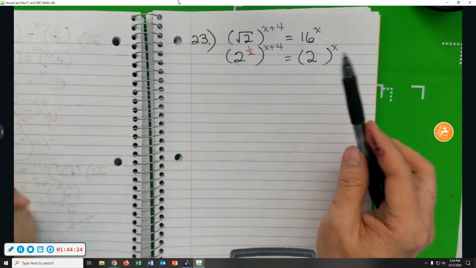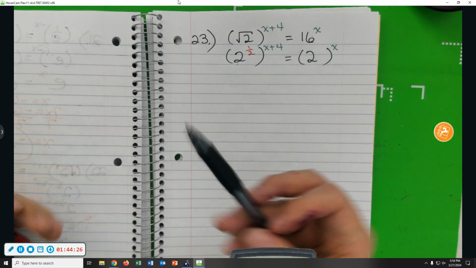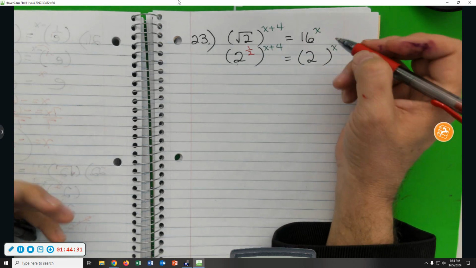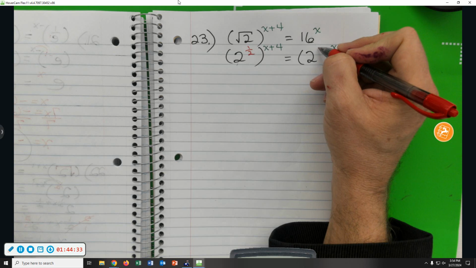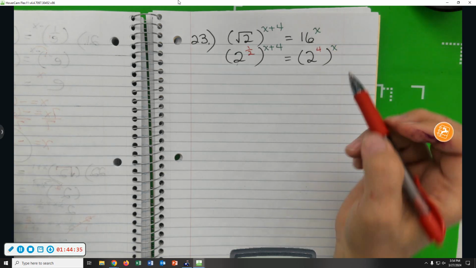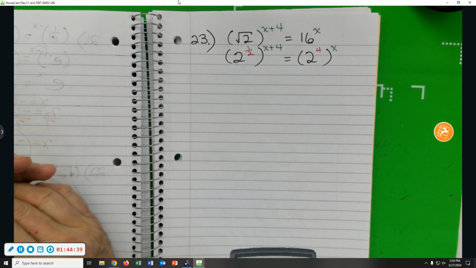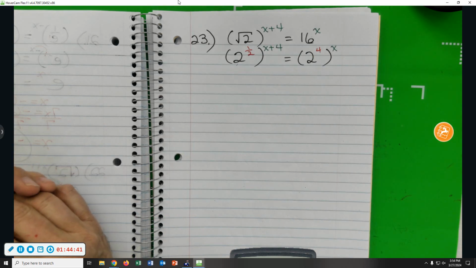I'm waiting for you to tell me 2 to what power. What did your trusty little calculator say for 16? I think it's 2 to the 4. 2 to the 4. 2 cubed is 8. 2 to the 4th is 16. And then you drop the base.